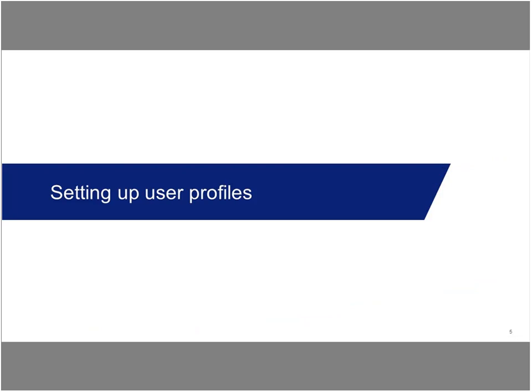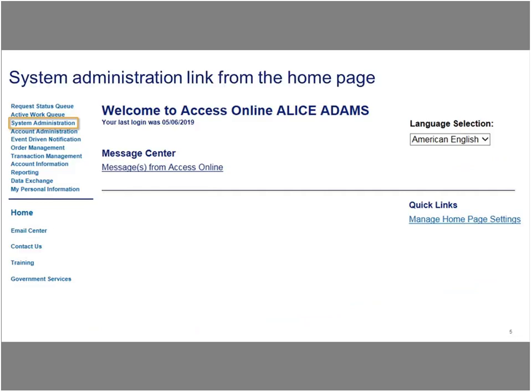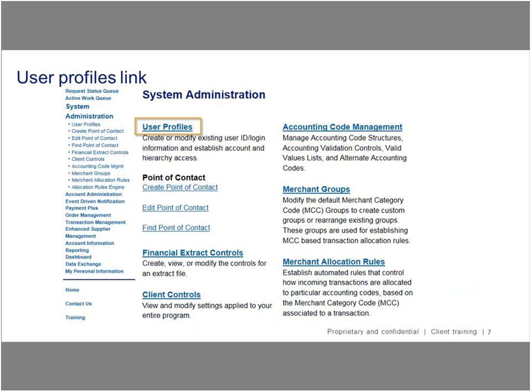So let's talk about how to set up a user profile. You would go to your system administration from the home page, and under system administration, you would go directly to user profiles, which is on the top left of that main page there.